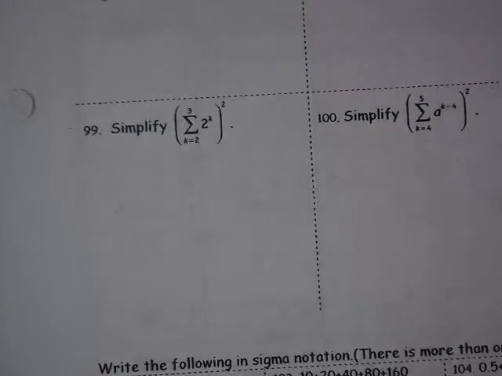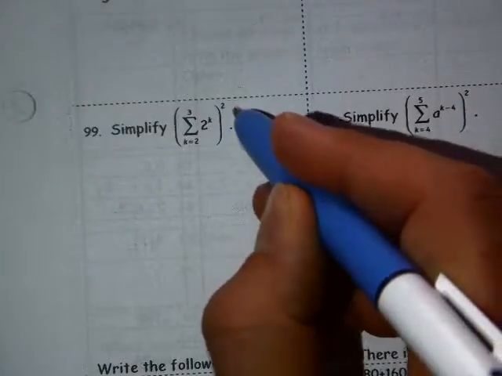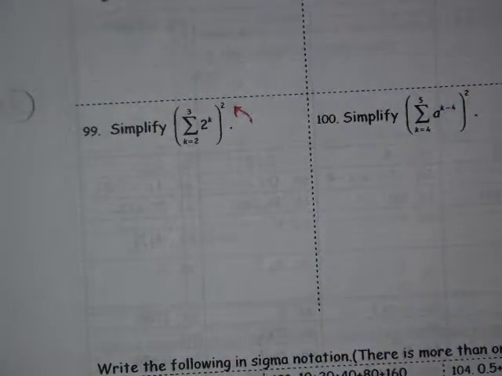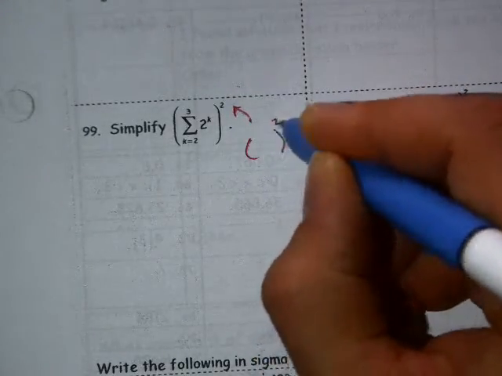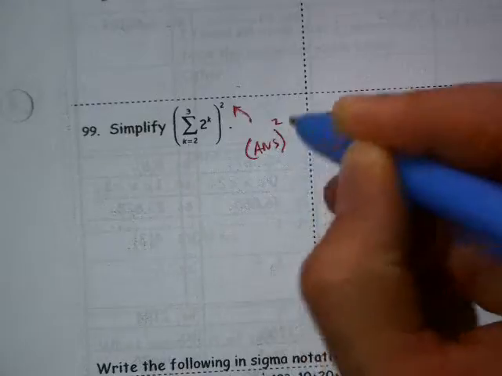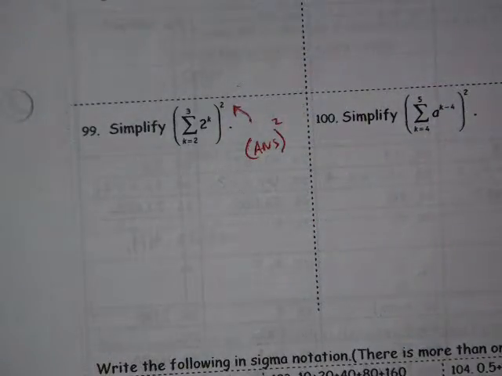What do we have for 99? A little bit different in 99 here. What does this thing tell us to do? What does that tell us to do at the very end? You square your answer. Notice that it's squaring the actual sum. It's squaring the result. Okay.